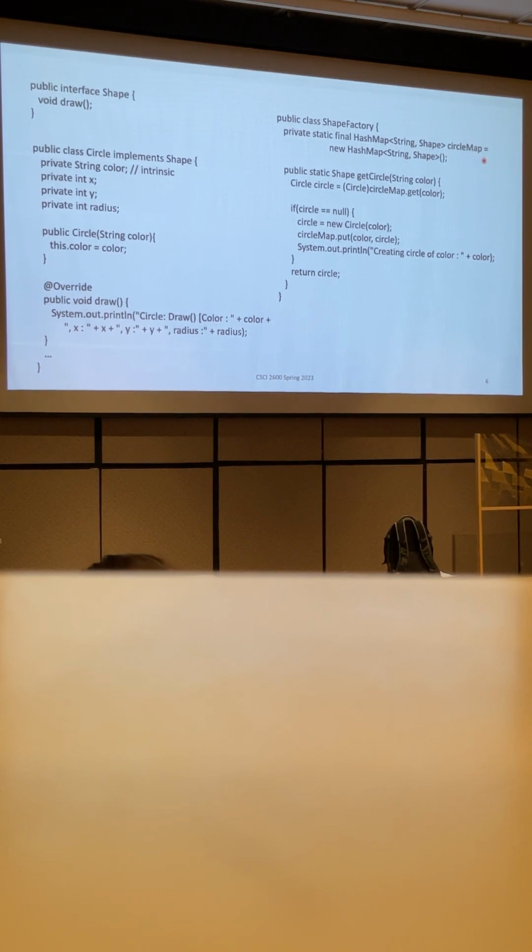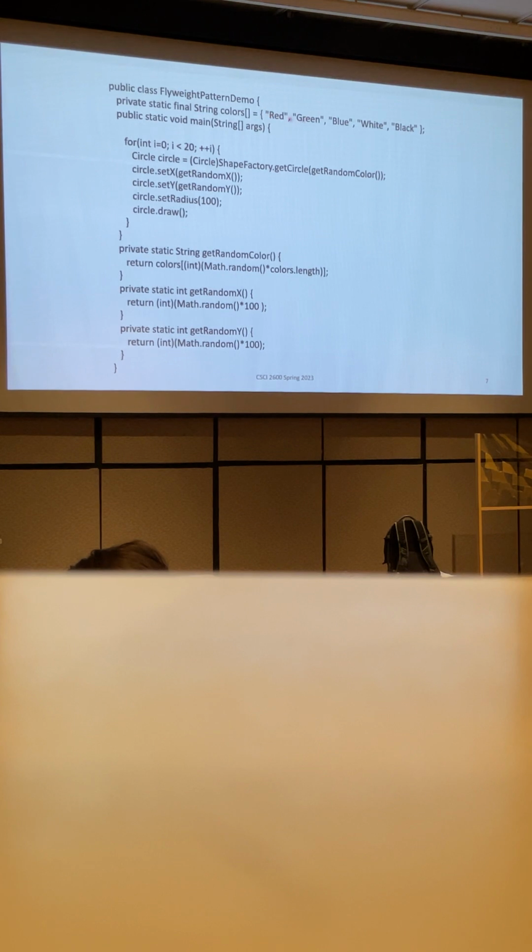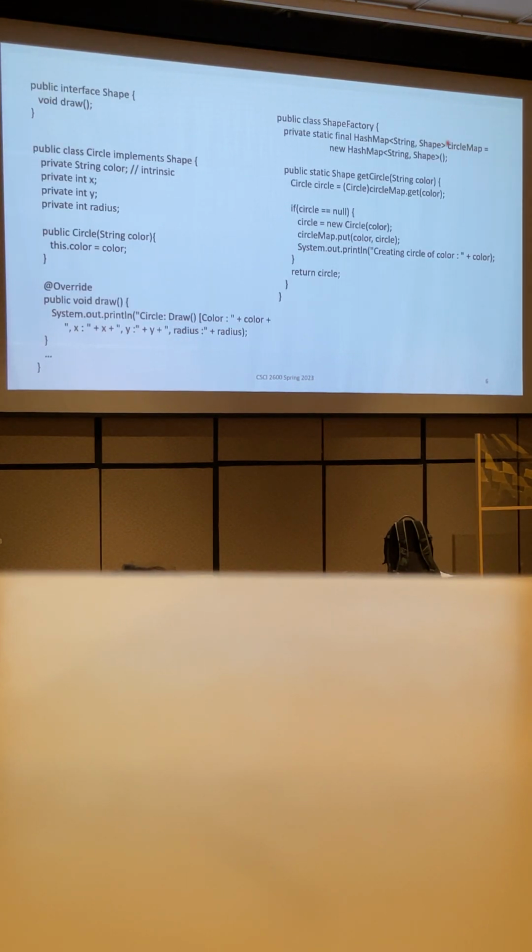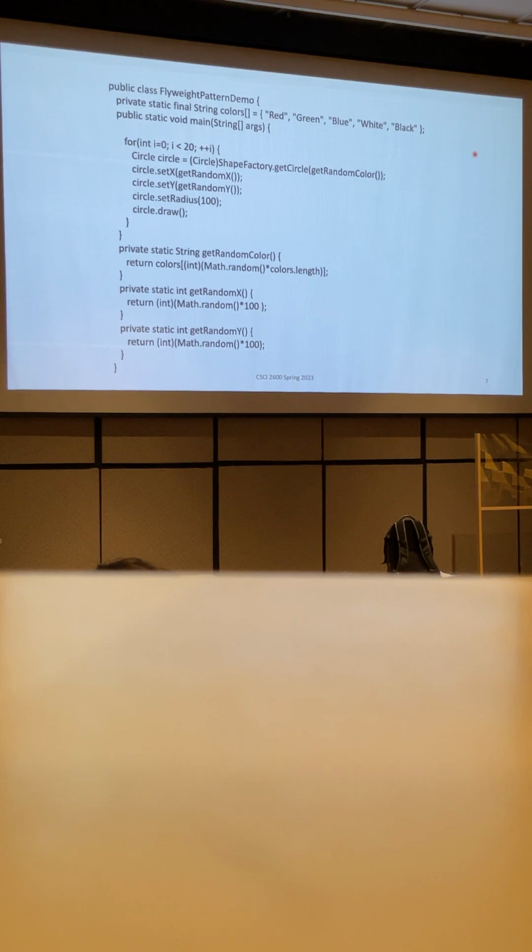If we assume that we only have these options for the color: red, green, blue, white, and black, so it's only going to be one of those 5 values. That's why this circle map will only contain up to 5 objects. Okay? So why are we improving on the memory footprint?